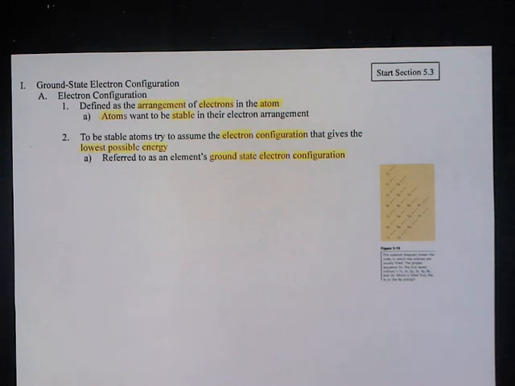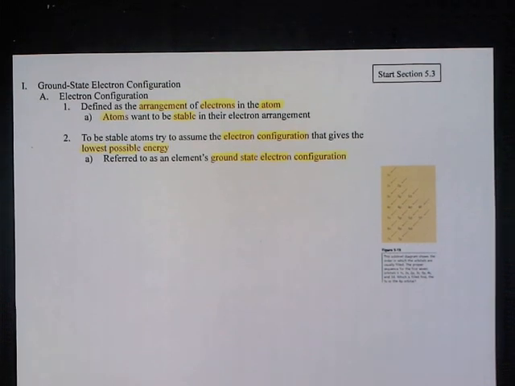So let's get underway here with section 3. And this is a really nice section because it ties together information in sections 1 and 2, and it concludes this chapter. So electron configurations are defined as the arrangement of electrons in an atom. Now, what happens here is this.